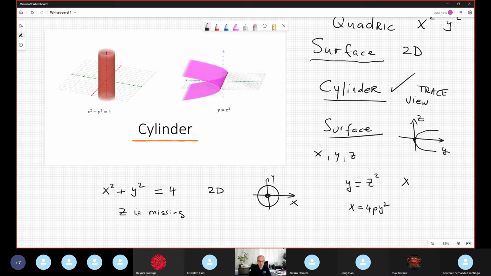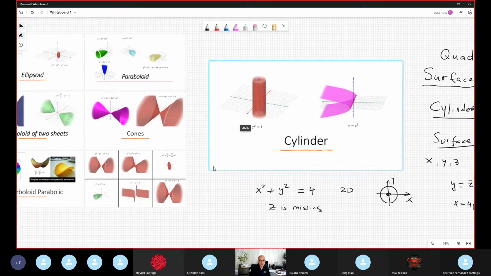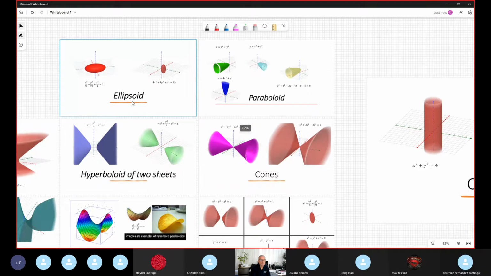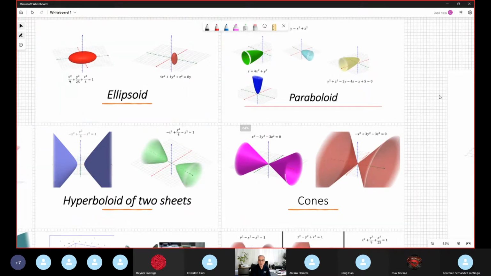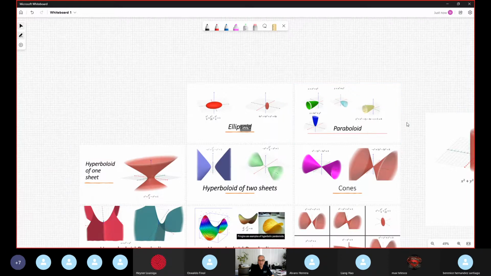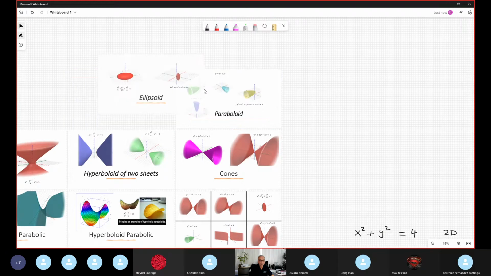Now, I have another family of surfaces, more complicated, more interesting. Suppose this. Suppose ellipsoid. Ellipsoid looks like a football. And how do we identify an ellipsoid? Look at the equation. Let me try to separate this. A cylinder, you understand, no? I suppose. Now let me separate ellipsoid.